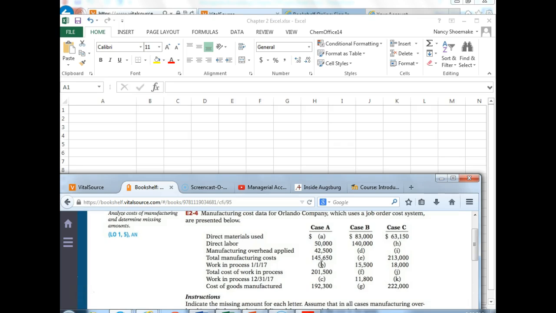55,850, right? Then C: our total cost of work in process minus our work in process at the end of the period equals our cost of goods manufactured. So 2015 minus C equals 192.3. C equals 9,200. You guys following me okay? Okay, now let's look at case B.